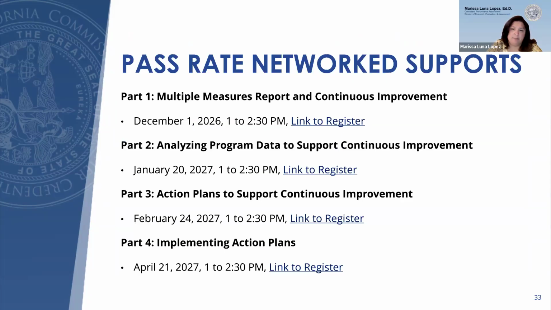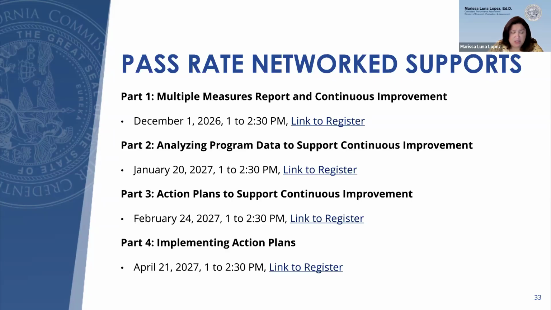If your first attempt pass rate is below 70%, then there will be some additional tasks for your institution to participate in. But these are supports that are available to all programs, whether your pass rate is above 70% or below. This will be an opportunity to learn about the multiple measures report and continuous improvement, taking a look at analyzing program data in January, creating those action plans, and implementing those action plans.